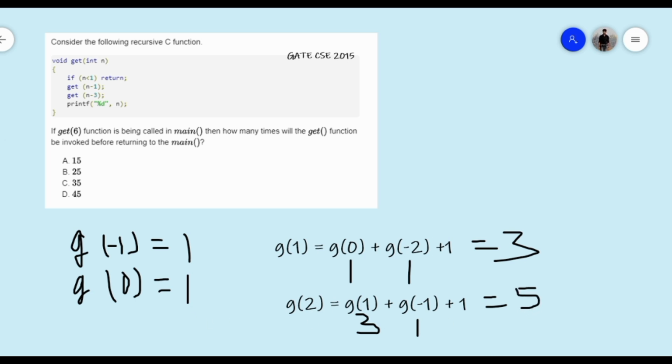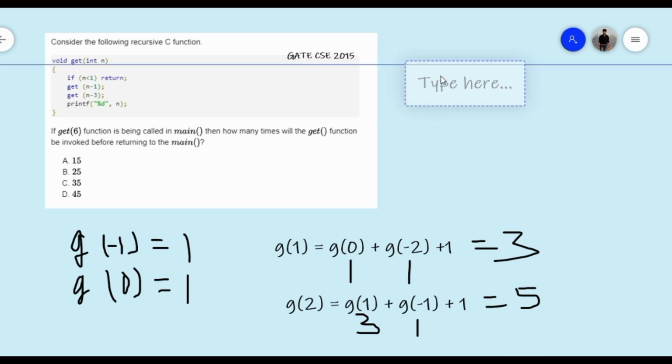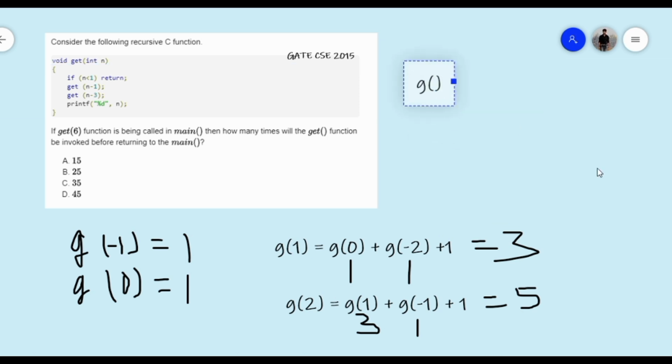Now let us see for g of 3. What will be the function calls? g of 2, plus 3 minus 3, g of 0, plus this g of 3 itself. For g of 2, how many function calls? 5. For g of 0, 1. Total will be 5 plus 2, which is 7.